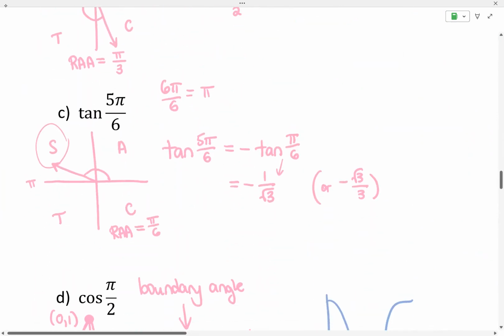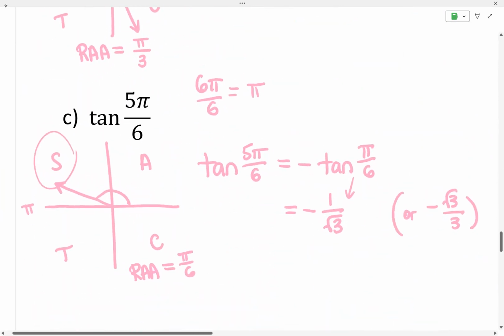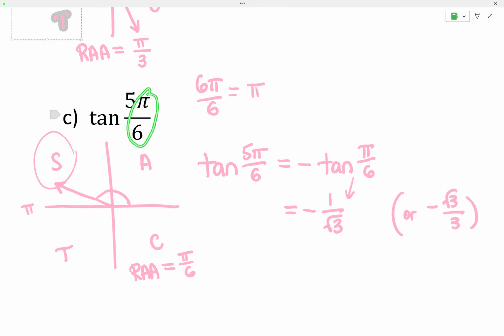Next, we have tan. So 5 pi over 6 is a bit less than a full pi. We know its related acute angle is just this right here. So we know tan of 5 pi over 6 is related to tan of pi over 6. And again, it's negative because it's in the S quadrant.